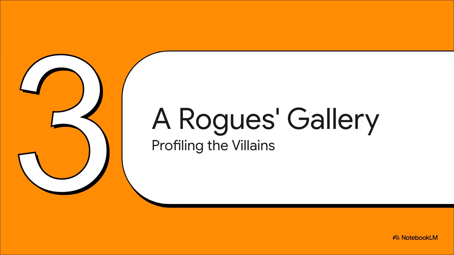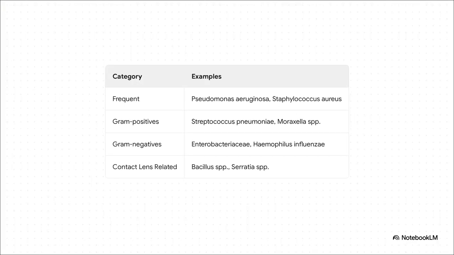So, with our diagnostic methods locked down, we can start to assemble our rogues gallery. Let's get to know the primary suspects we're most likely to run into in these cases. In the bacterial world, you've got a pretty diverse lineup. You have your frequent flyers, like Pseudomonas and Staph aureus, along with a host of other gram-positives and negatives.